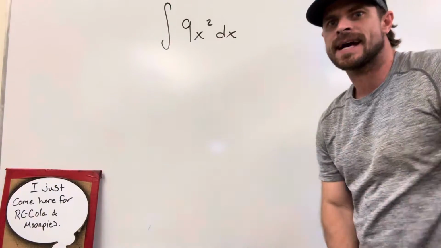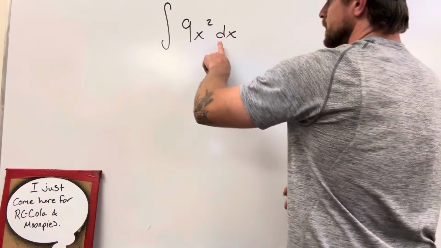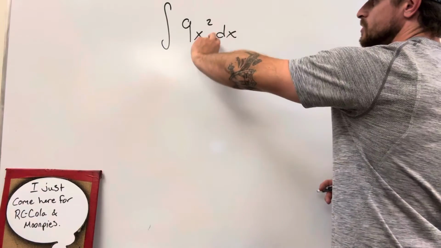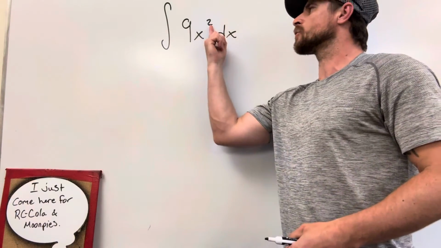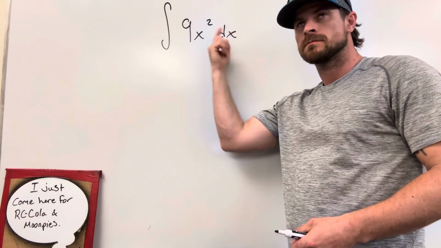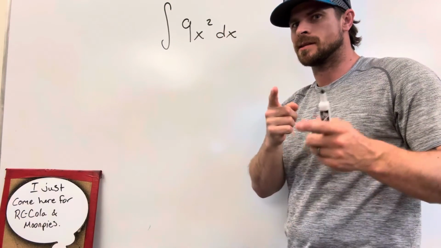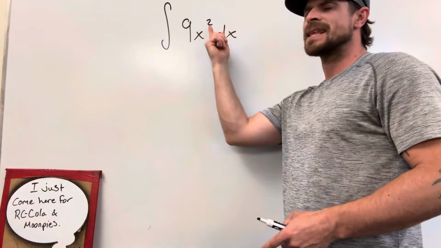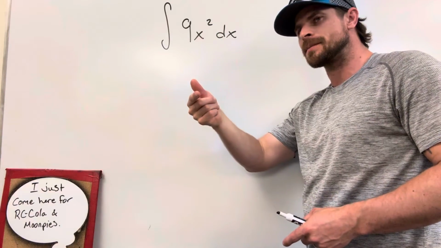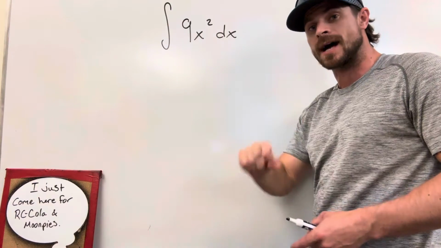Let's find the antiderivative of 9x squared dx. So we're going to integrate 9x squared dx here. What we have to understand is that finding the antiderivative, we've got to increase this power by 1. 2 plus 1 makes 3. And then we also need to take that value we get after we increase it by 1, and that needs to go down as the denominator.